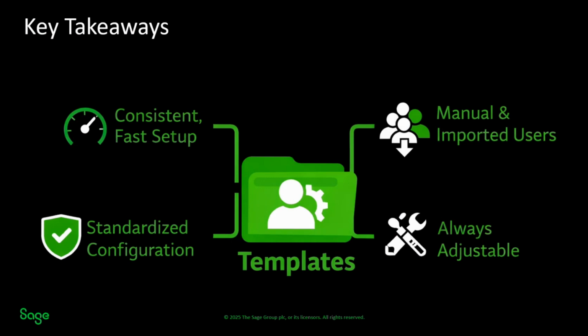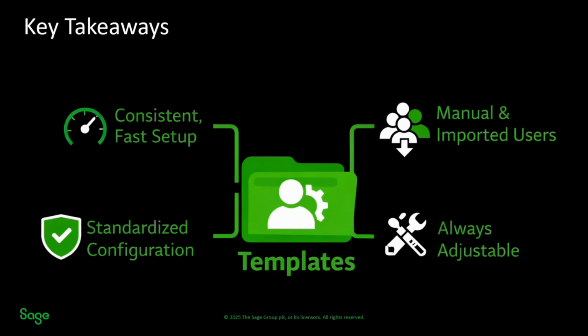So we're just about finished with what I wanted to say, but to summarize this, what we've seen is that user templates standardize the user setup. They save time and they reduce configuration errors. And they are there to apply to both manual user creation and user imports. And so the job of the templates is to provide a starting point. They're not fixed rules. And if we have a set of templates which are well designed, then it makes Sage CRM easier to manage at scale.